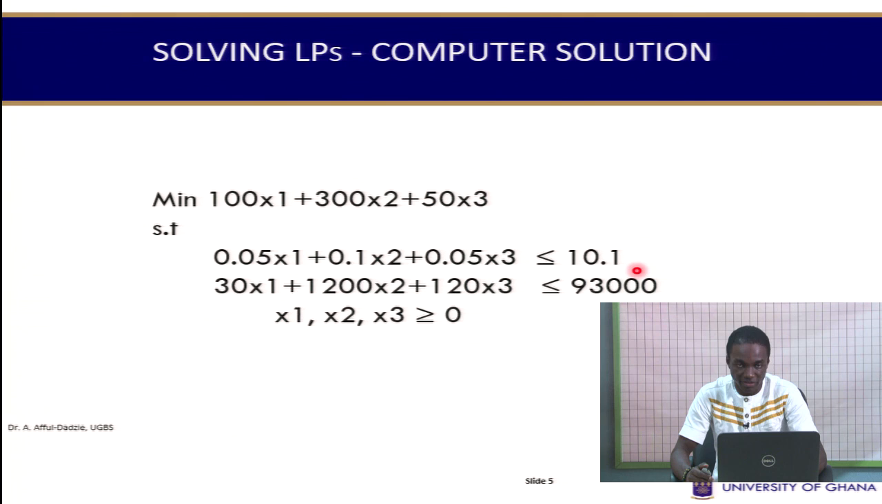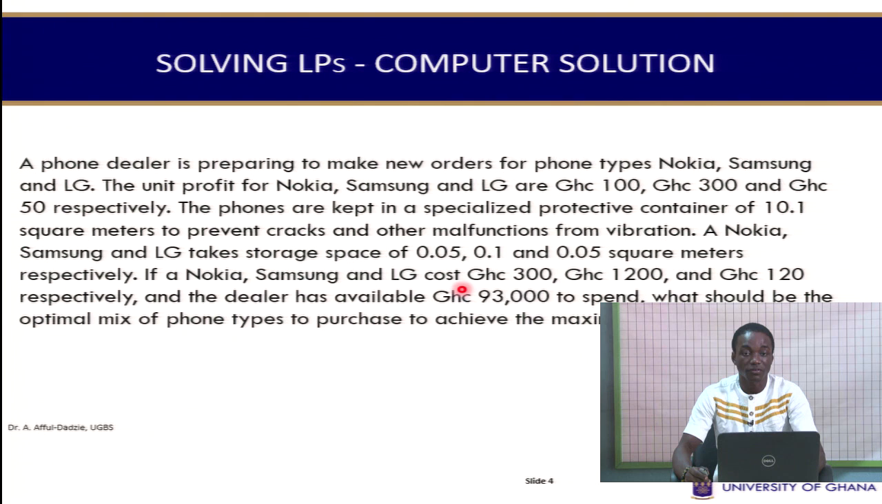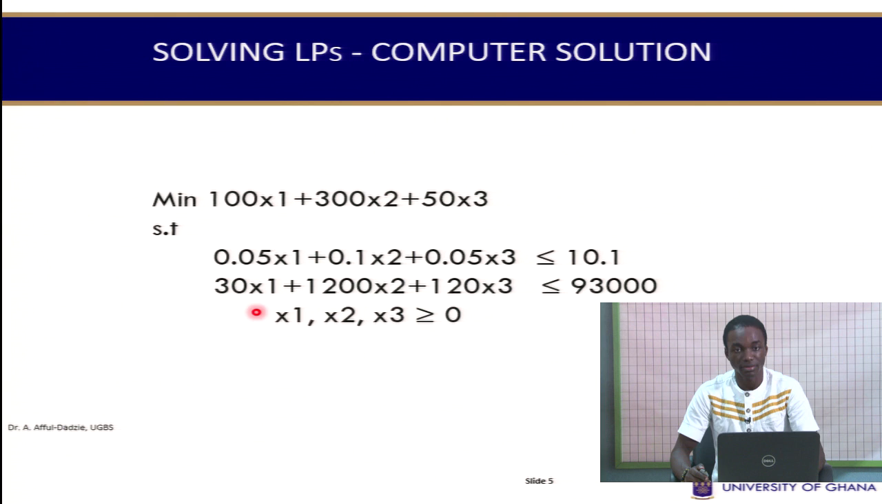Likewise, a Nokia phone would cost us 300, a Samsung will cost us 1,200, and an LG phone will cost us 120 CDs. So we expect 300 X1 plus 1200 X2 plus 120 X3, and this should be less than or equal to 93,000.